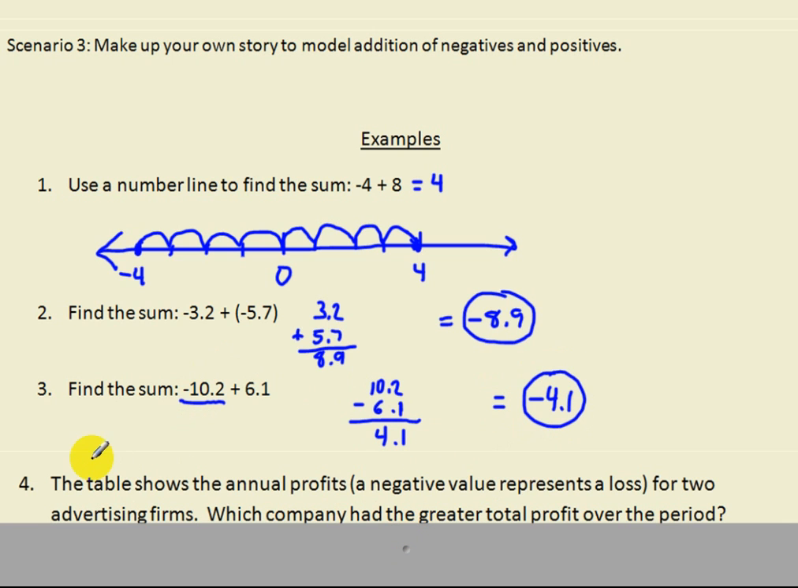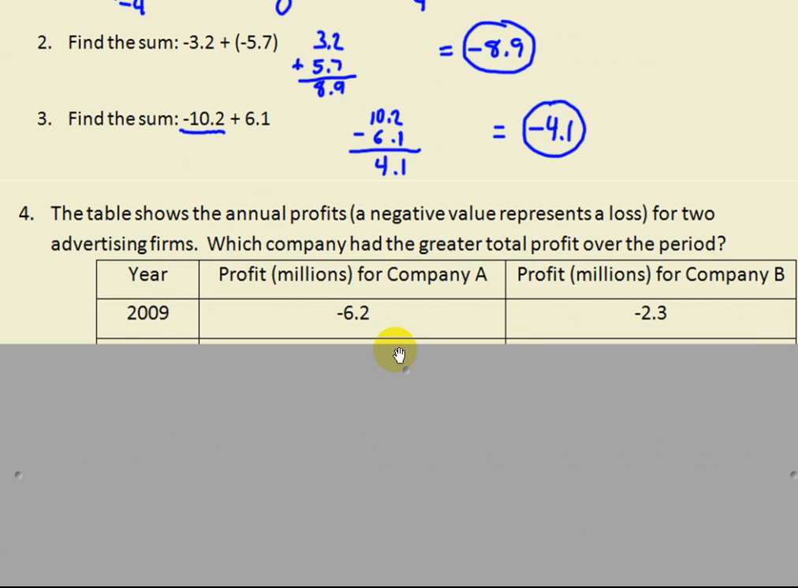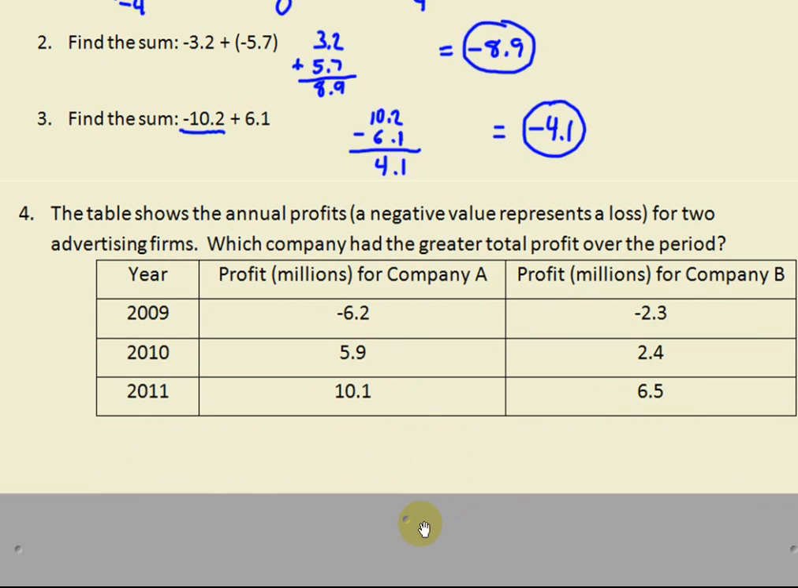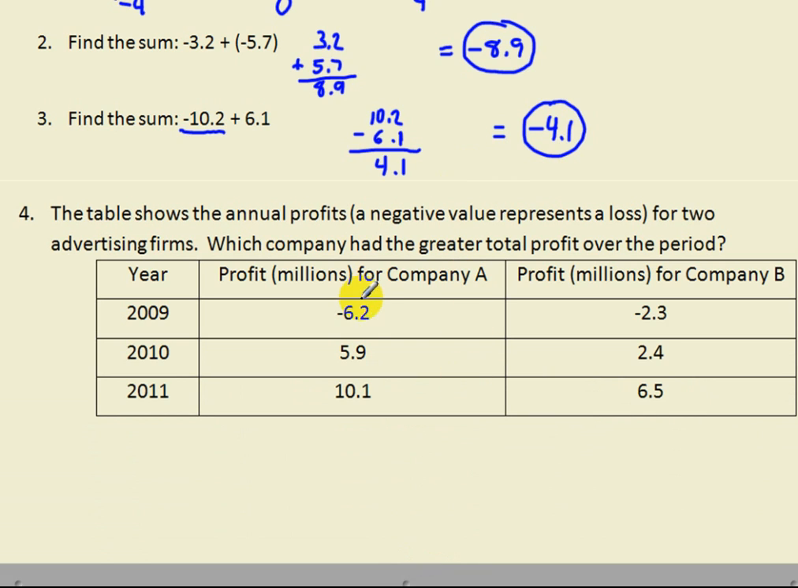Okay, the table shows the annual profits for 2 advertising firms. Which company had the greater total profit over the period? So a negative value means they lost money. A positive value means they made money. So we want to look at the net gain or loss over the 3 years. Now one thing you could do is, I see that both of these are positive values. We could add those first and then add our negative 6.2 to that sum.